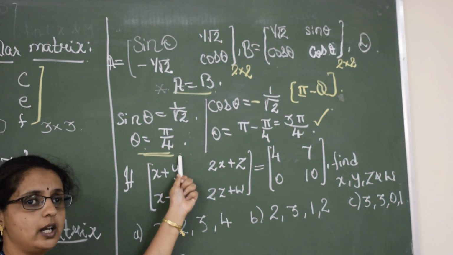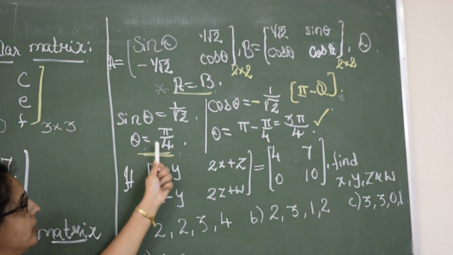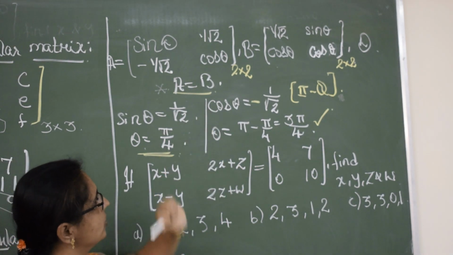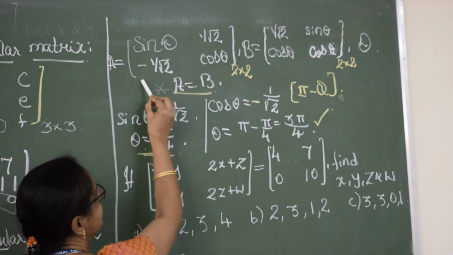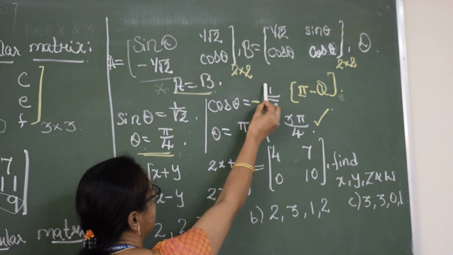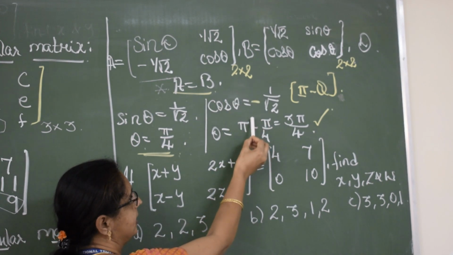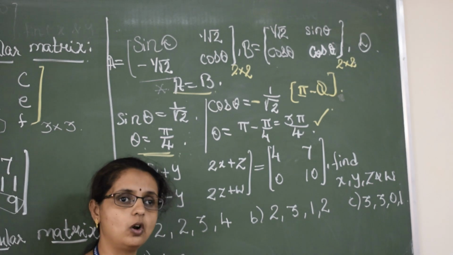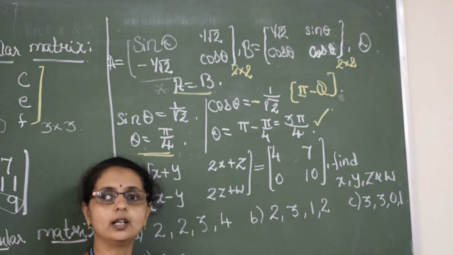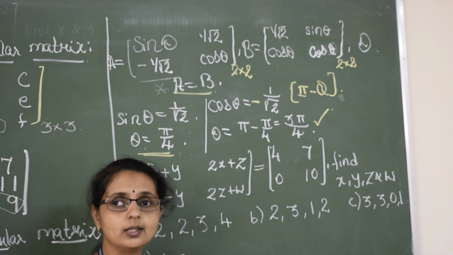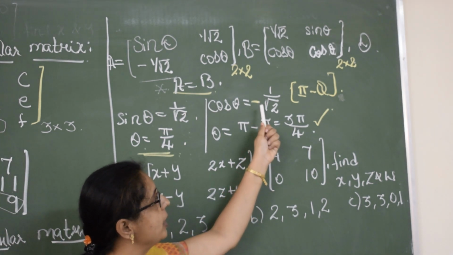But don't be in a hurry to mark the option. Check another option with this. I'll just equate the next corresponding element. Minus 1 by root 2. Observe here, minus 1 by root 2 is equal to cos theta. Then whether once again theta will be equal to pi by 4? No, it's not so. Why is theta not once again equal to pi by 4? Because it is not plus 1 by root 2. What is it? Minus 1 by root 2.